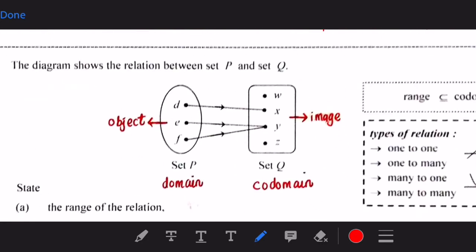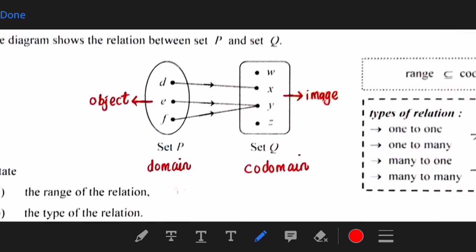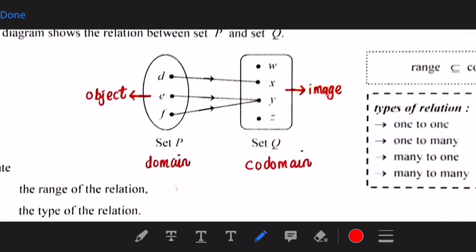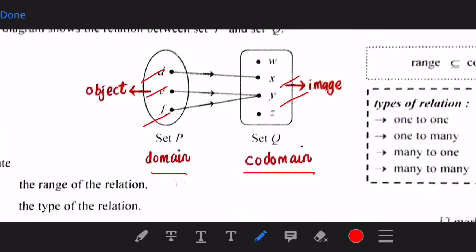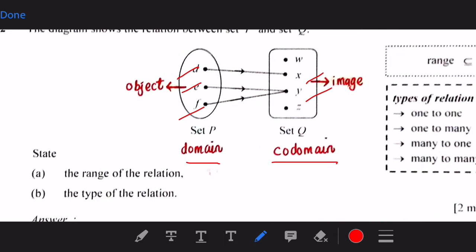Now let's see this one. The diagram shows a relation between set P and set Q. So the domain is set P and the codomain is set Q. For objects we have D, E, F, and for images we have X and Y. Make sure the images are mapped with the arrow. So the range of the relation, when we see range, always comes with braces.